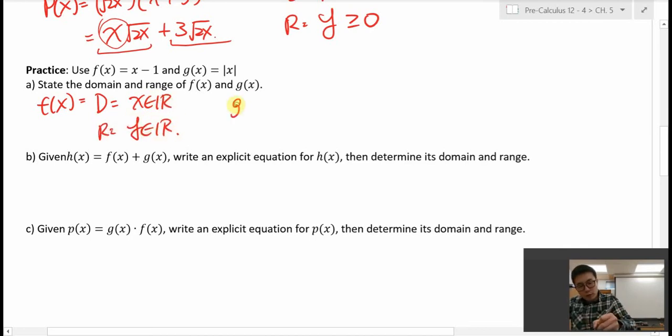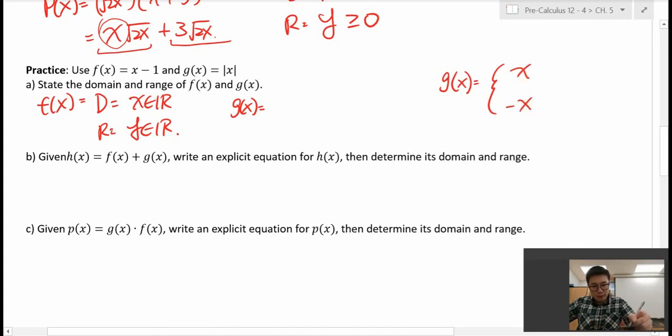Okay, for g of x, since it's an absolute value function, if you recall, an absolute value function can be broken into two pieces. It's either positive x or negative x. Again, this absolute value sign makes it always positive, but it really is a piecewise function. It's positive x if x is already bigger than or equal to 0, right? So then it's already positive. That's why we're just going to keep it as positive.